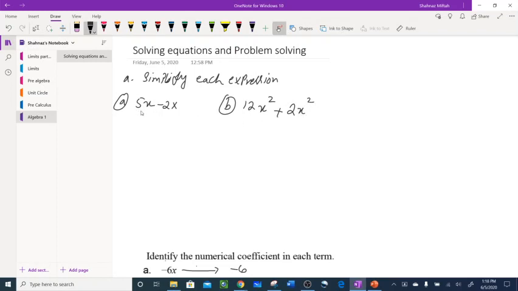Okay, so if I'm simplifying this, are these like terms? Before I do anything else, are they like terms? Yes, same variables and same exponents. So 5 minus 2 will give me 3. x is going to stay as x. So yes, these are also like terms because same exponents, same variables. So 12 plus 2 will give me 14x squared. So that's my answer. Okay, what else do we need?